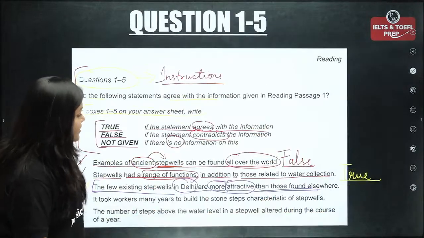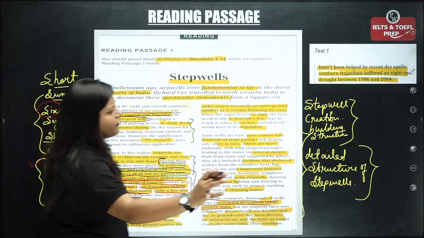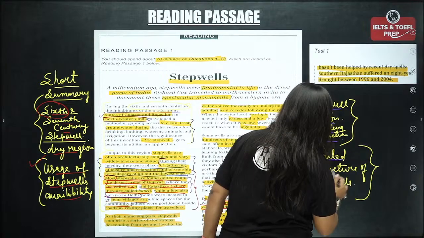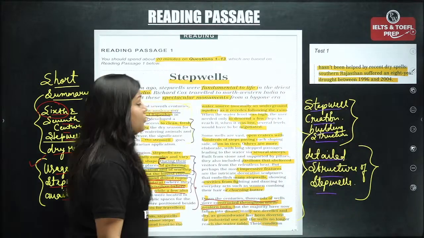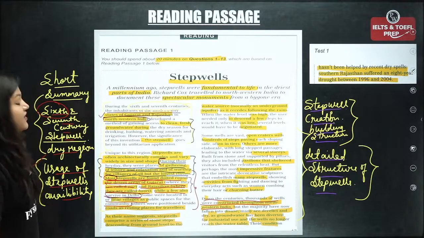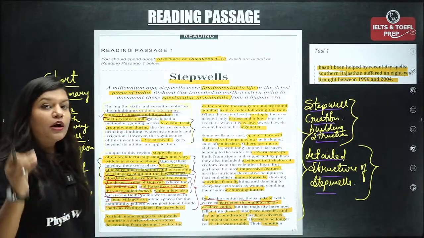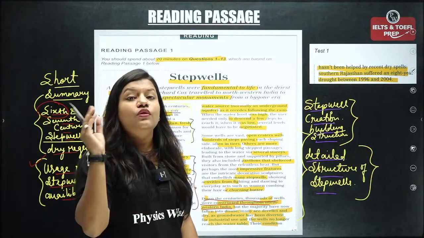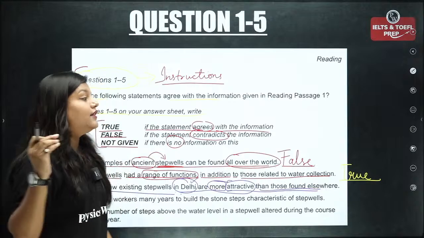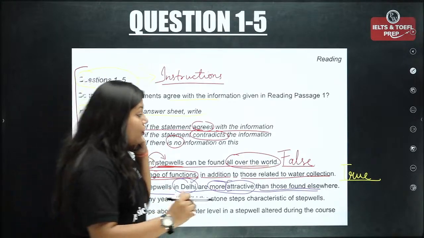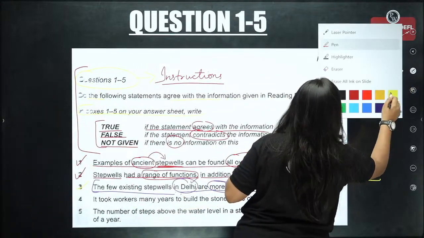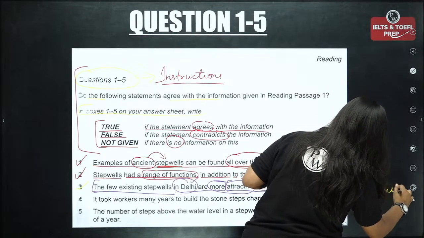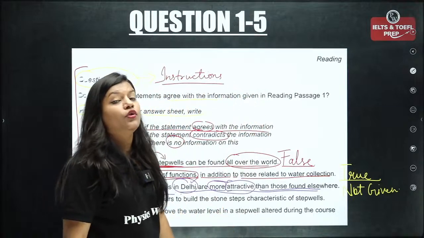Okay, so if you just refer to the summary that we have: step well creation, building and structuring, detailed structure of step well. They are talking about the structuring of step well. Here they are talking about usage of step well and availability. So if I talk about the availability which is there in the passage, in this entire passage we cannot find anywhere that it's written that Delhi's were more attractive. So the answer over here for this question is going to be not given. It means the piece of information is not given.